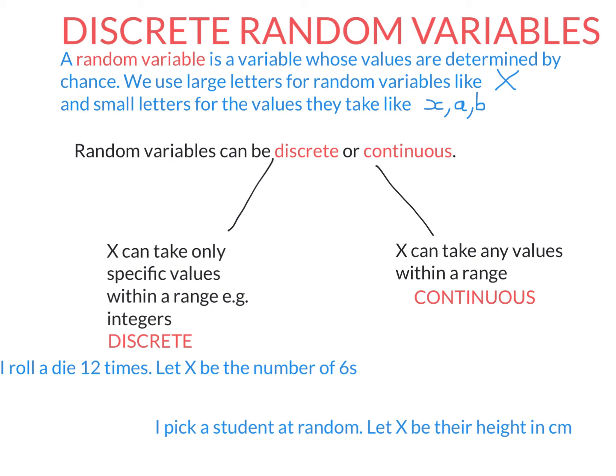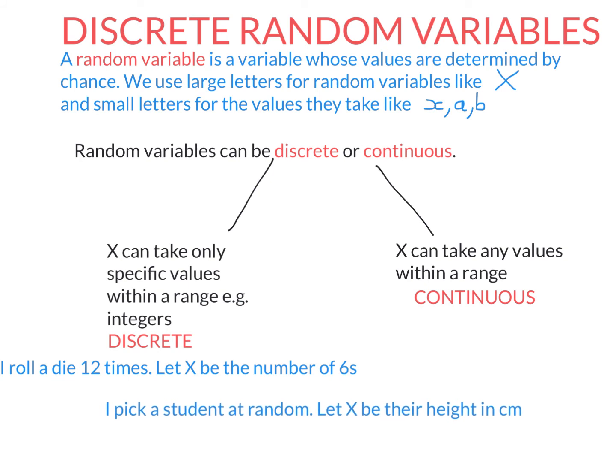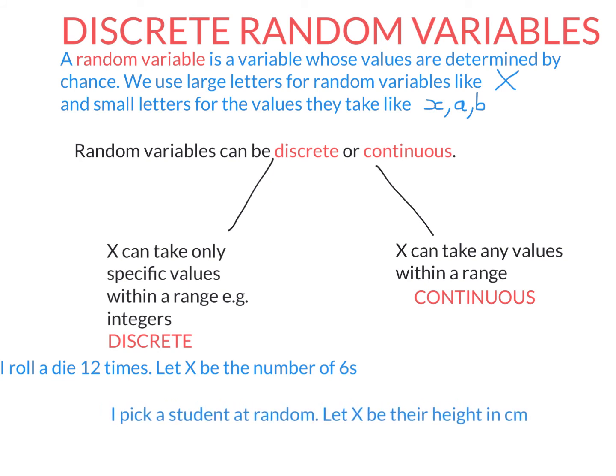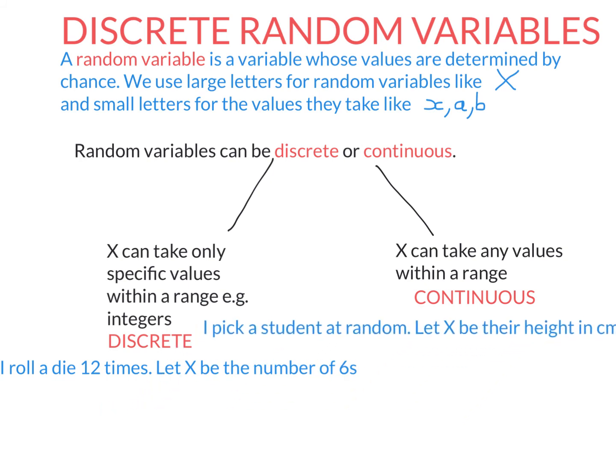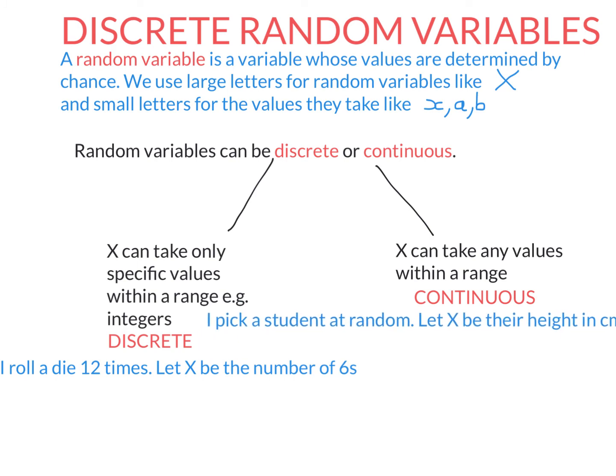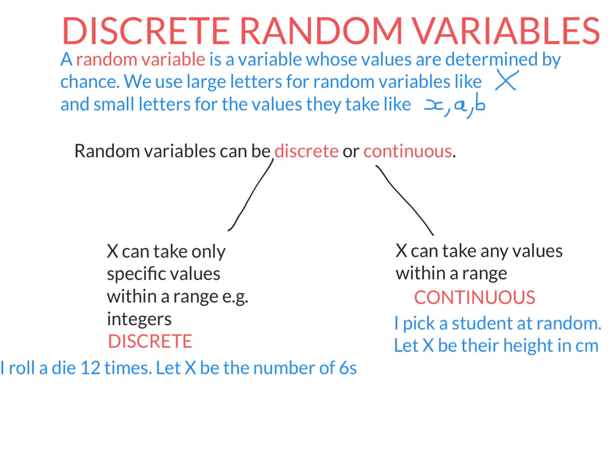So let's look at the other example. So if I randomly pick a student, X is going to be their height. That's an example of a continuous random variable. So why is it a continuous random variable? Well, firstly, X is a variable because it can take heaps of different values. The height of the person could be heaps of different things. It's random. The value it takes is random because I picked the student at random. So that's why X is a random variable.